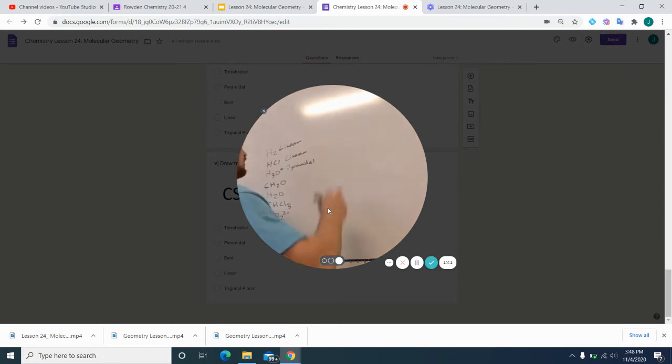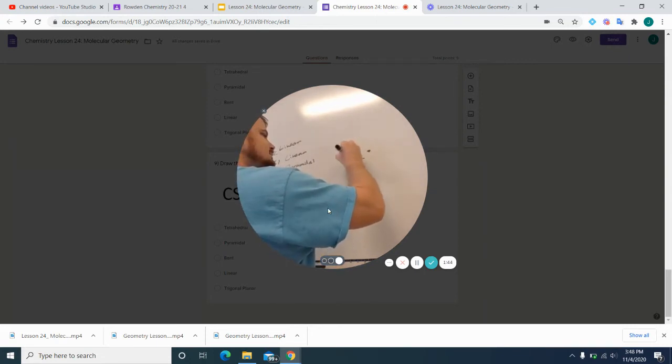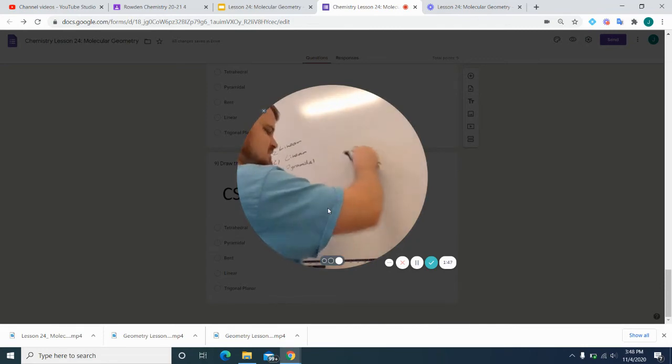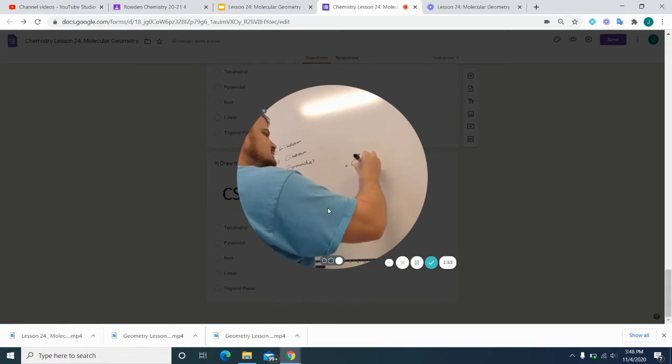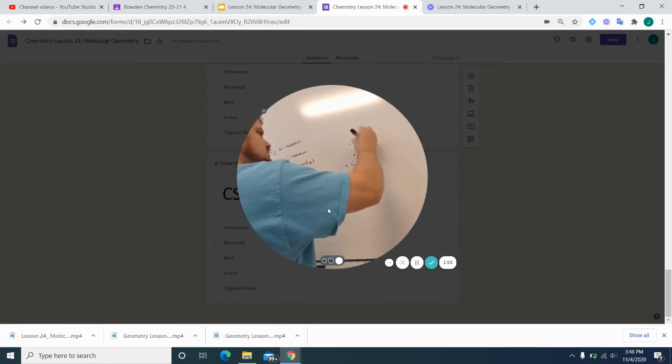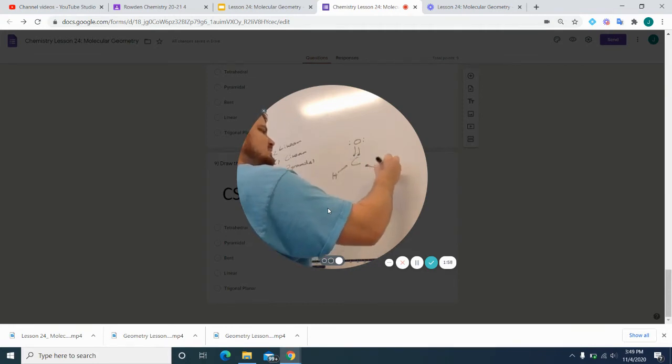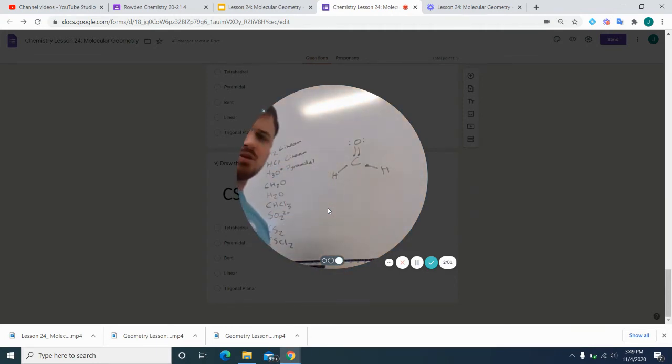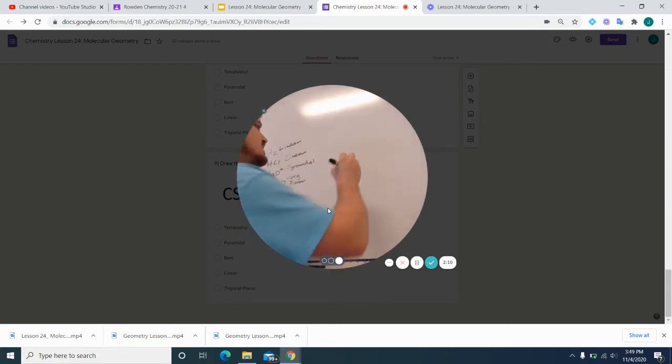Then we have CH2O. So we have C. I'm actually going to draw this so that way I can make it look like the right shape. So we'll have C. It's going to double bond to the O. It's going to single bond to an H and single bond to an H. And are there any leftover electrons on carbon? No, there are not. So that's going to make that trigonal planar. Okay, H2O, actually, it's one of the ones I demonstrated in the earlier videos. Because it has extra electrons, it has to be bent. So H2O will be bent.